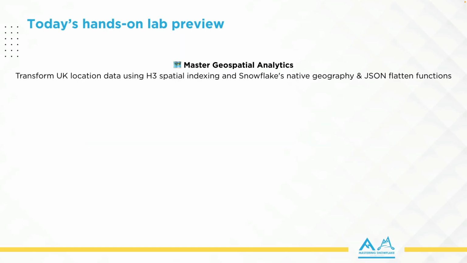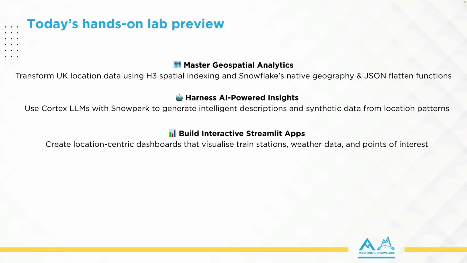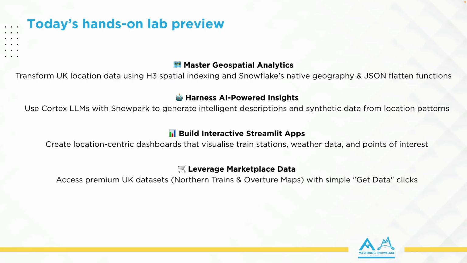So in today's lab, we're going to look at using UK location data. We're actually going to use the H3 spatial indexing that Snowflake provides out of the box, as well as some native geography and JSON flattened functions. We're also then going to use the Cortex suite of LLMs along with Snowpark to generate intelligent descriptions for our tooltips and generate data from location patterns. We're then going to build an interactive Streamlit app to visualize where train stations are and overlay different points of interest.